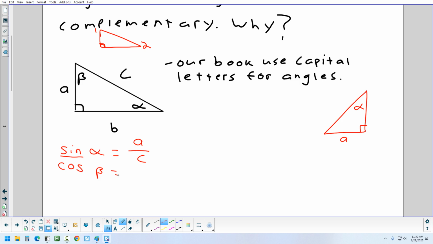Let's find that. What's the cosine of beta? What's the adjacent over the hypotenuse? Yeah? A over C. It's also A over C. So those 2 things are exactly the same. Let's try another one. Tangent of alpha. What is the tangent of alpha in that diagram?